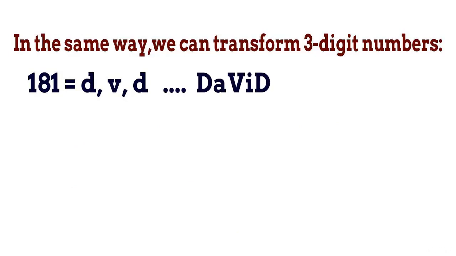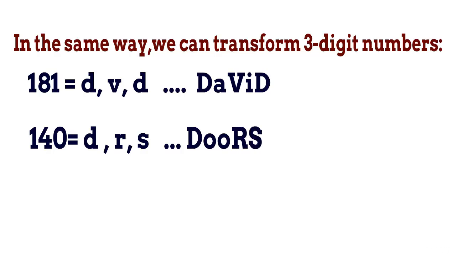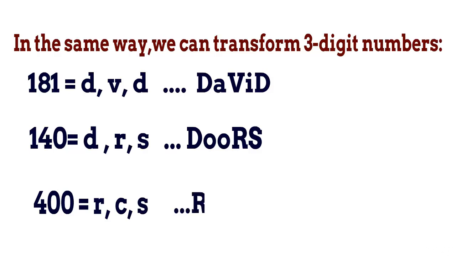In the same way, we can transform 3-digit numbers. 181, DVD, could be David. 140, DRS, could be doors. Take 400, RCS. There are different possibilities, but races is the first thing that comes to my mind. What comes to yours? Even if you aren't confident initially, after some practice, you'll quickly find keywords.